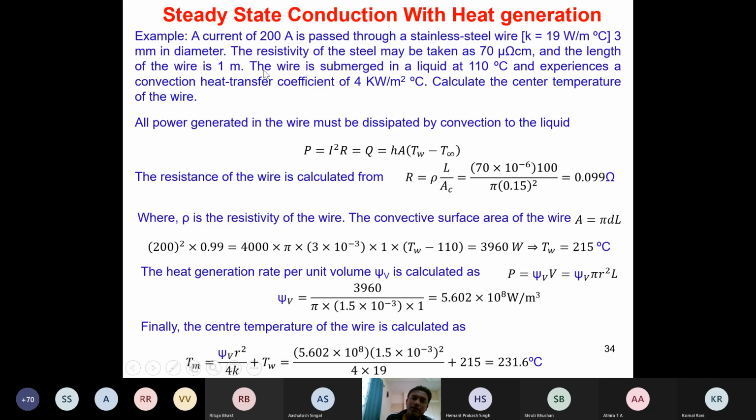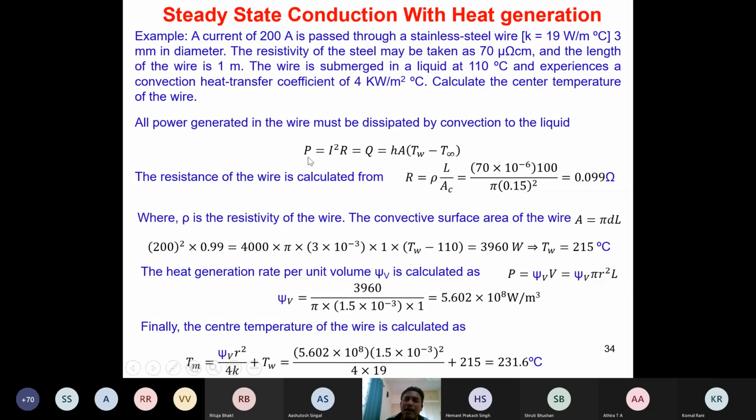What has been given is that a current of 200 ampere is flowing. Definitely there is a resistance in the wire, and because of this resistance heat will be generated inside the wire, and this heat is dissipated to the liquid outside the wire. That is what the system is. So first calculate how much heat is going to get generated because of the flowing current.